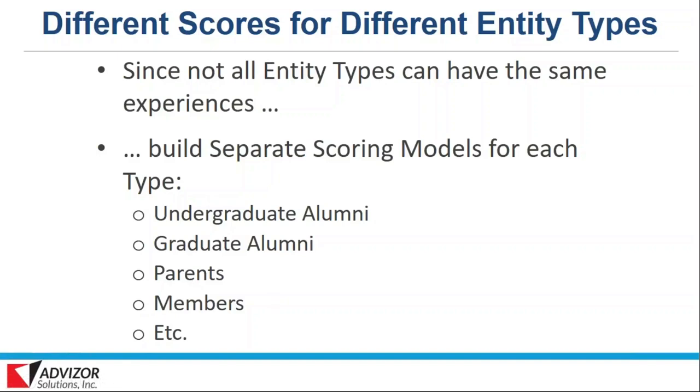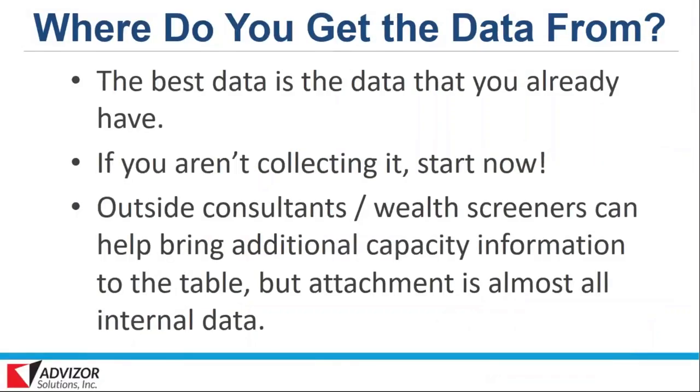So when you have this situation where you can't all have the same experience, you would want to build separate models for undergraduate alumni, maybe graduate alumni in the business school versus the medical school, because they have different experiences yet, and so forth. So just be careful about this. This is my last point, conceptually, on how these models can go strong or not so strong.